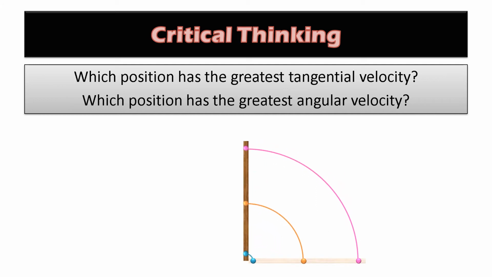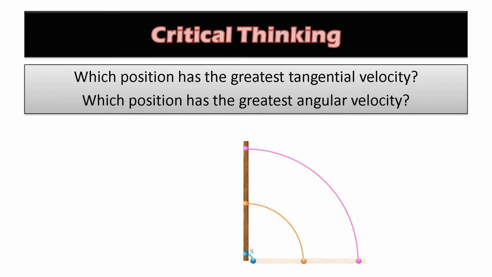Okay, so which one of those moved the fastest tangentially? And which one had the fastest angular velocity? Pause the video and think about it. Think critically. Did you pause the video? I'm just going to give away the answer now. You didn't? Come on, pause the video. Let's see. All right, well, let's think about our arc length for each of these.